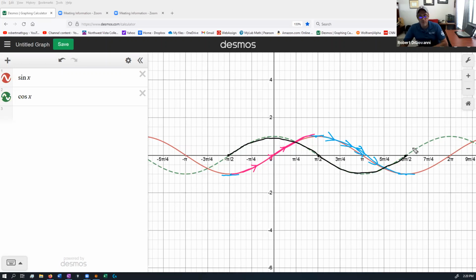And then so on and so forth. So it's pretty amazing, but it's true. Yes, question: just looking at this, would the derivative of the cosine be the sine? That's a good question, because looking at the graph.